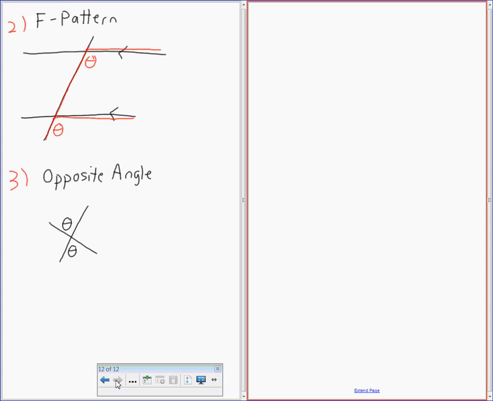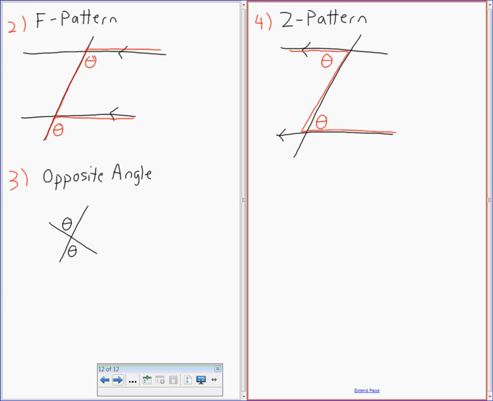Here we go. Number 4 is the Z pattern. I'll do an example with all of these in a sec. There's my parallel lines again. What the Z pattern is? Theta and theta are the same. Now the reason that comes from is because from the F pattern, this and this will match up, and then opposite that will match with this. And that's where the Z pattern comes from. We'll have a lot of beautiful examples of this in a sec.